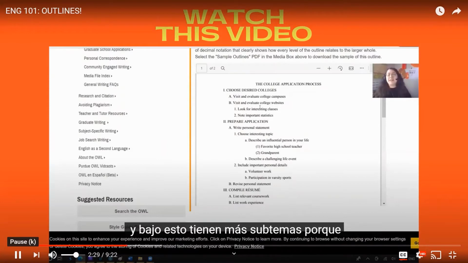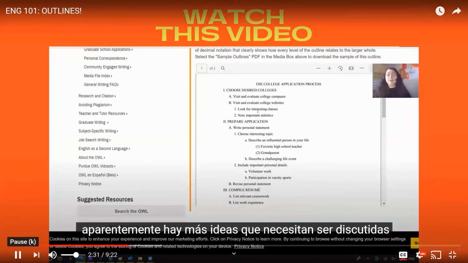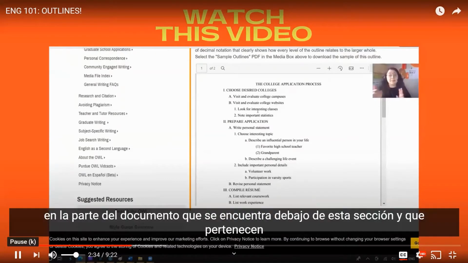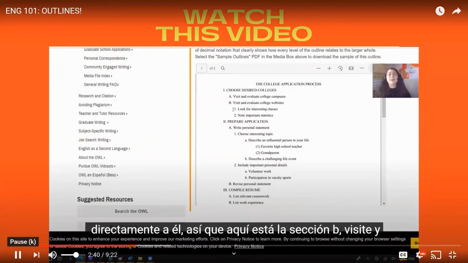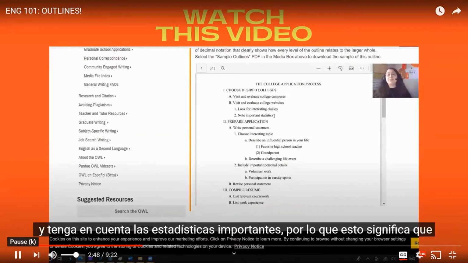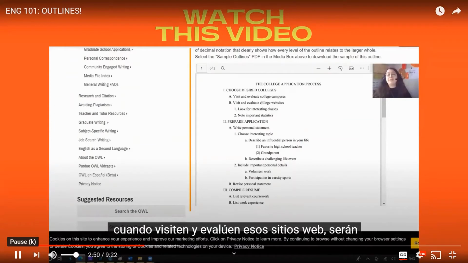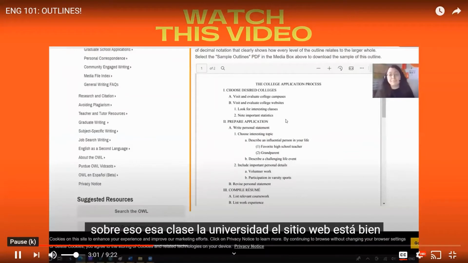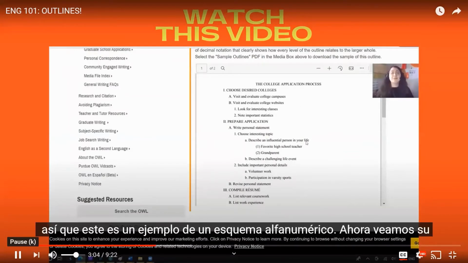And under this, they have further subtopics because apparently there are more ideas that need to be discussed in that portion of the paper that go underneath this section and pertain directly to it. So here's section B, visit and evaluate college websites, and under that, look for interesting classes and note important statistics. This means that when they are visiting and evaluating those websites, they are going to be looking for interesting classes and noting important statistics about that class, the university, the website. All right. So this is an example of an alphanumeric outline.